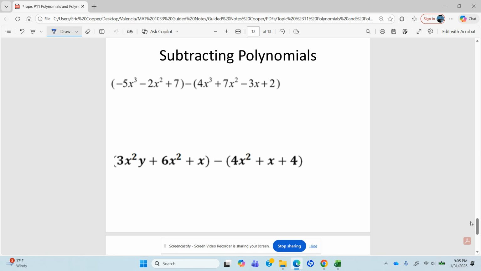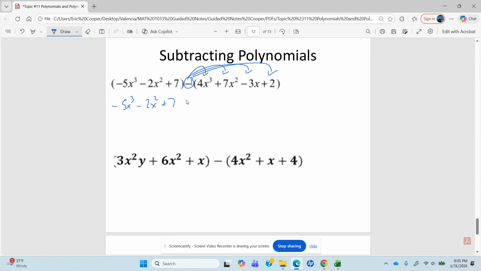Let's try it here. So we're not going to do anything with the first polynomial. That could stay the same. The negative 5x cubed minus 2x squared plus 7 will not be touched. We're only going to distribute the negative into all the terms that are in the second polynomial. Again, remembering this is really a negative 1. So we're going to take all of these and flip their signs.